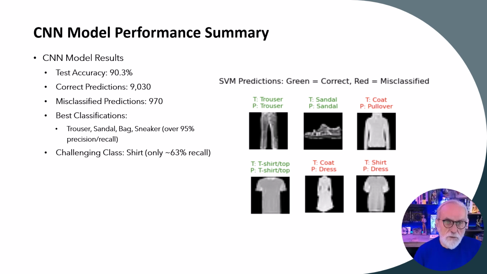The model performed exceptionally well on easily distinguishable classes like trousers, sandals, bags, and sneakers. The biggest confusion was the shirt category, which makes sense because shirts can visually resemble t-shirts and dresses in grayscale. Overall, the CNN delivered excellent spatial feature extraction, significantly outperforming the SVM, especially on more visually subtle classes.